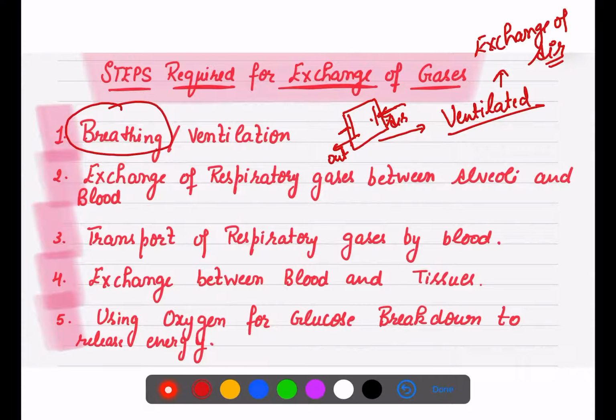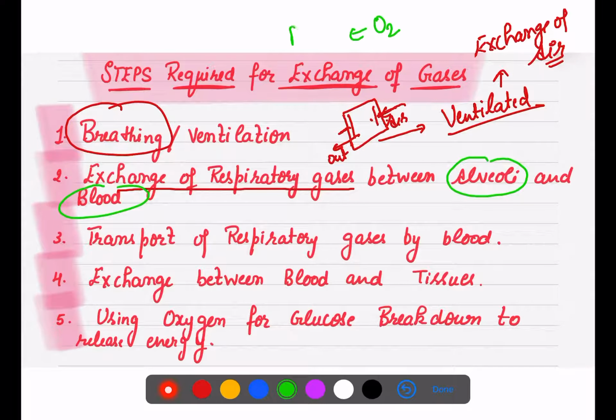So breathing or ventilation. The second step is the exchange of respiratory gases between the alveoli and the blood. See, the oxygen which comes into the body is dissolved in the blood. Dissolved in blood, it moves to different areas, and it reaches the structural and functional unit of the respiratory system, that is the alveoli. So gases keep on being exchanged between blood and alveoli.